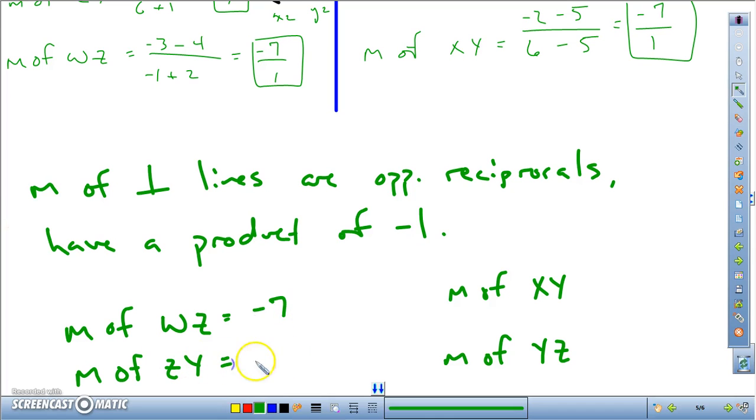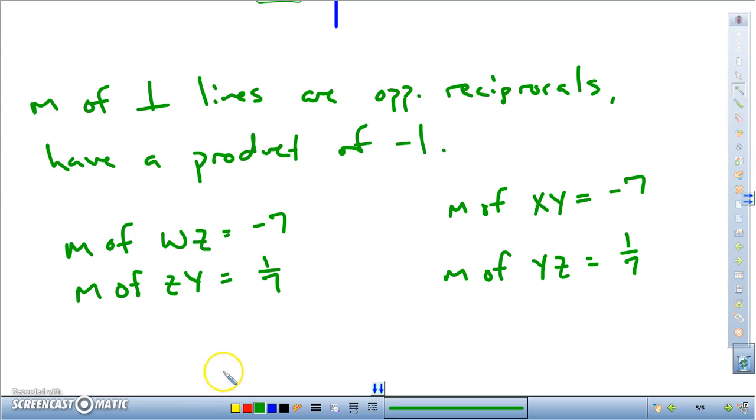And the slope of ZY was 1/7. And then the slope of XY was -7. The slope of YZ, which is the same thing as ZY, was 1/7. All right, and when I multiply these two things together, if I get a product of -1, then that means they are opposite reciprocals. Okay? And there I do get my product of -1.